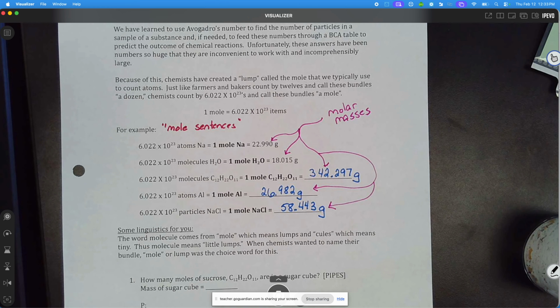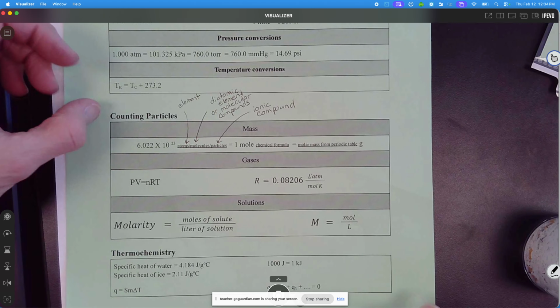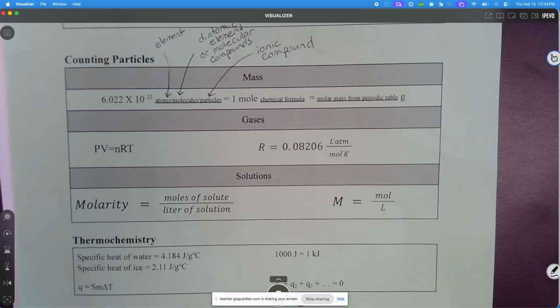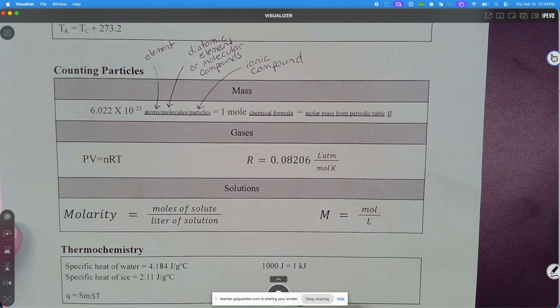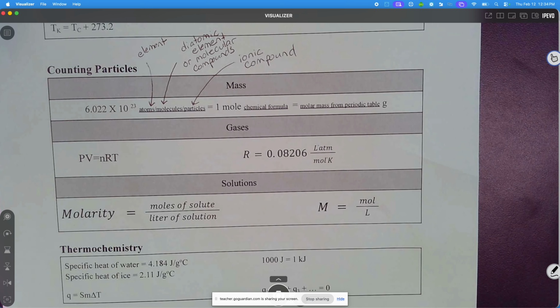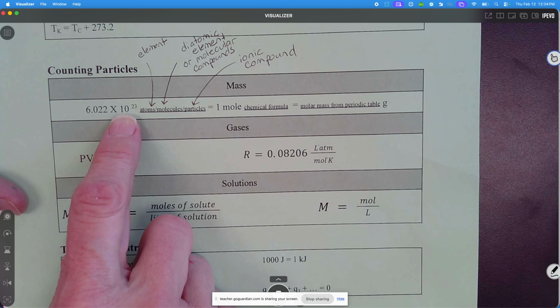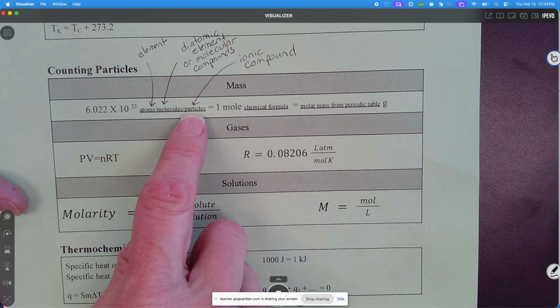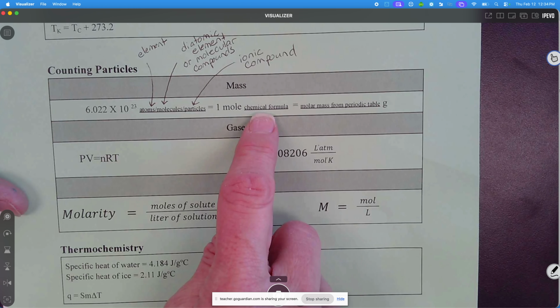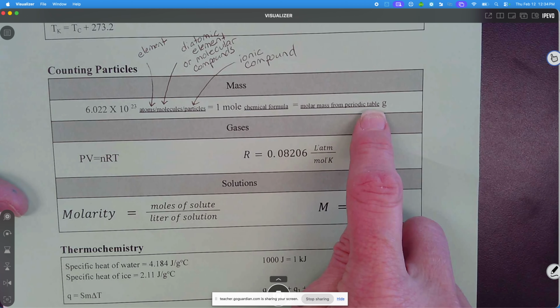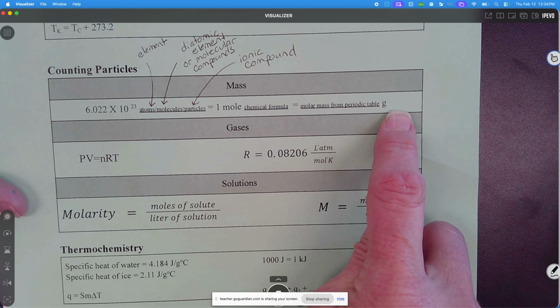The skeleton for a mole sentence is actually on your resource sheet. If you look on the back side of your resource sheet, in the counting particles box, the mole sentence is basically there with blanks that you're going to fill in. So it's going to be 6.022 times 10 to the 23rd, and you're going to choose between atoms, molecules, or particles, is equal to 1 mole, insert the chemical formula there, is equal to, add up the parts and pieces from the periodic table, worth of grams.